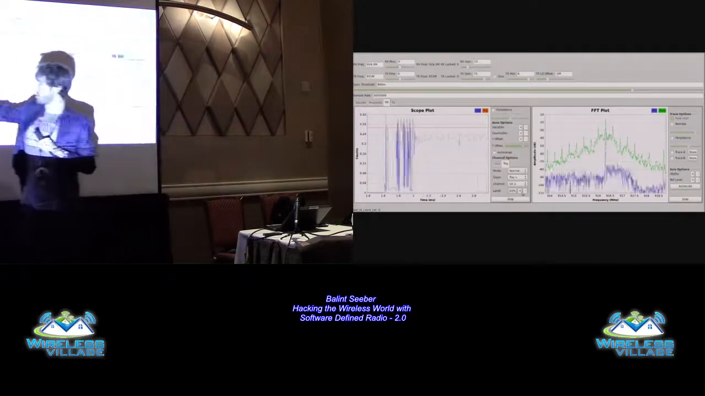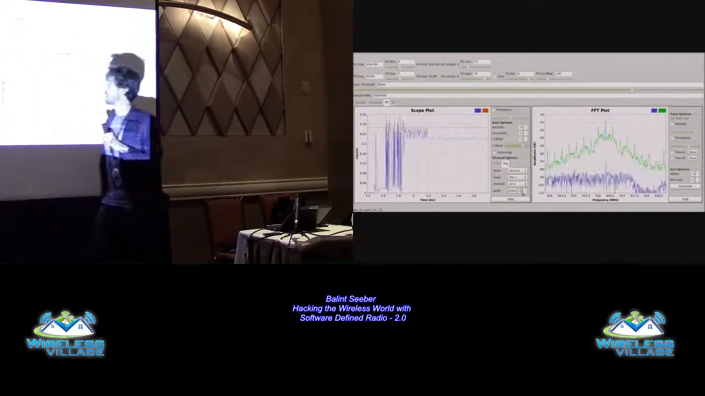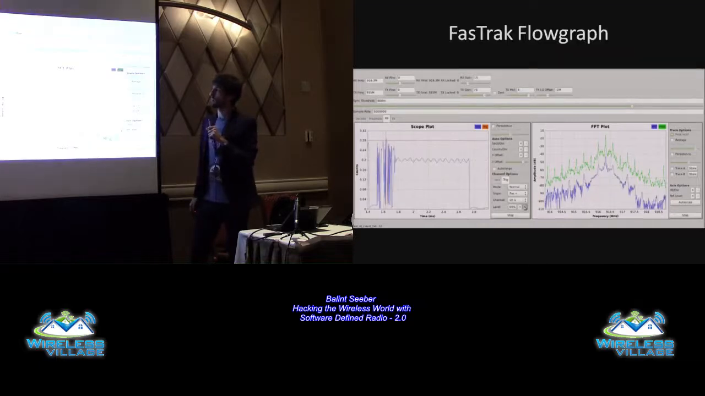There's nothing there now, it's just supposed to be a carrier, and now I put the tag back and you can see that it's being modulated there. So backscatter is really cool, and it's used in all sorts of different areas.